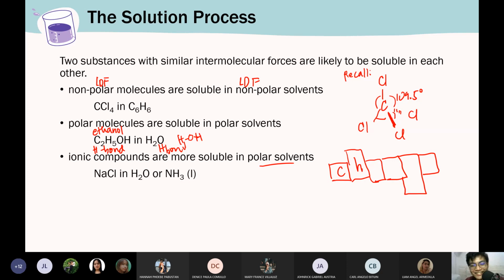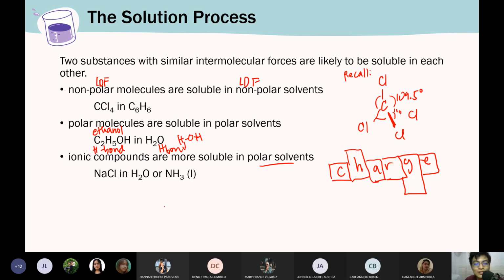Okay. So, yun yung dahilan, no? The charge. Bakit? Kasi 'di ba pag polar yung molecule, may partial charge yan. Remember, dipole nga eh. Dipole. Dalawa pole. Positive, negative. Right? And ionic compounds have charges. In their case, full yung charge nila. No? So, full positive, full negative.